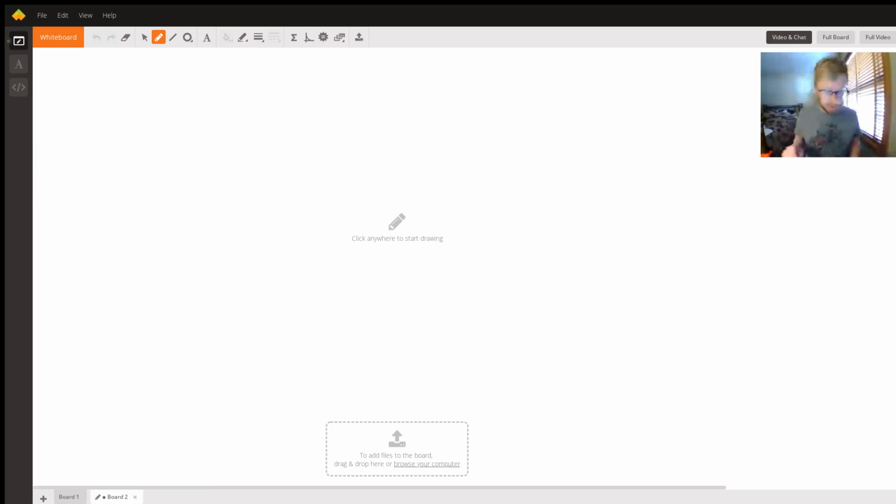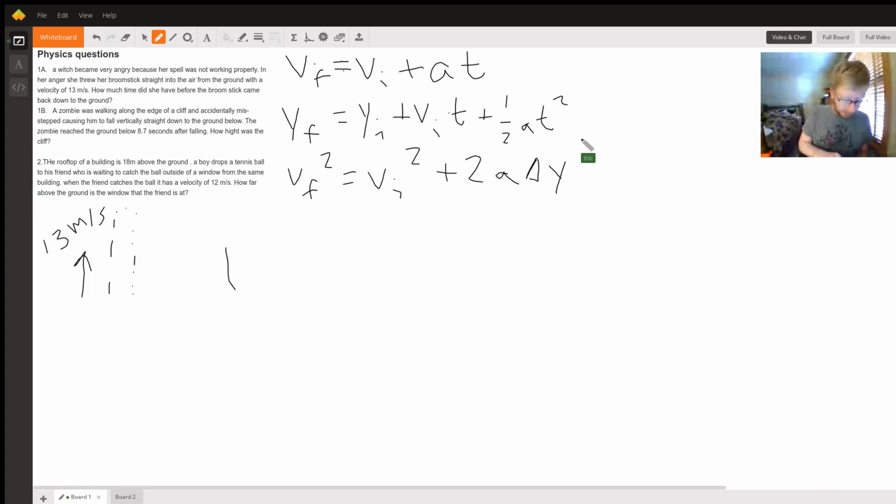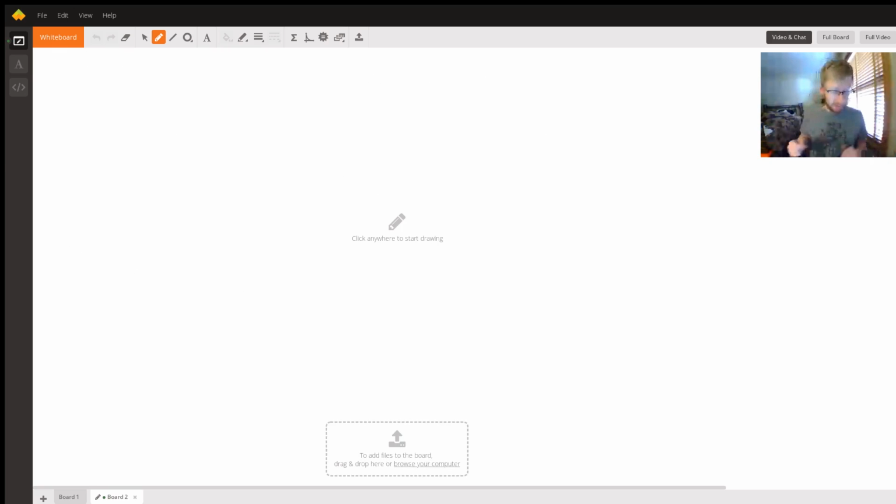Actually, got to change to a different board. Okay. So if we call this ground level as y equals 0, both the final position and starting position are 0, so those terms go away. Okay. So we'll do that on the next board.